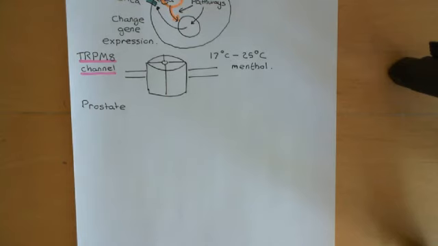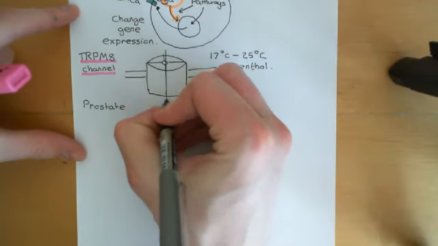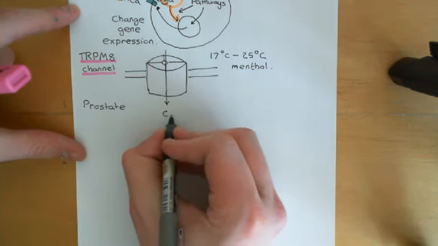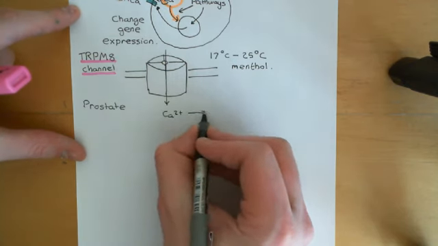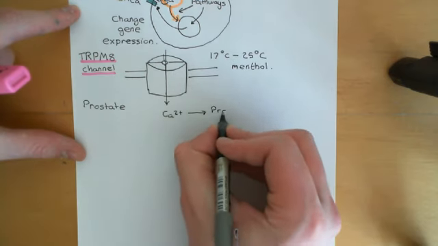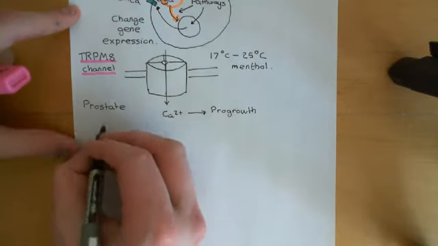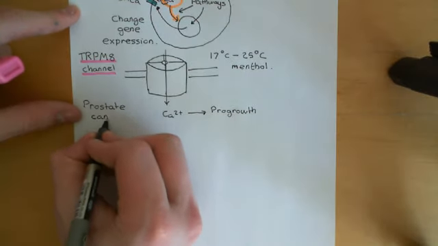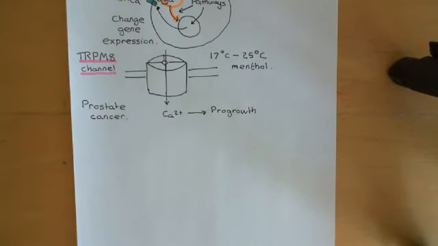And the reason that TRPM8 is hypothesized to have a role in prostate cancer is that when it opens, it can allow calcium into the cell, and it's believed that this calcium signal that potentially it allows into the prostate cancer cells is then pro-growth. So again, it's believed to have a pro-growth effect on these prostate cancer cells. And it is a very hopeful, promising target for future prostate cancer medications.